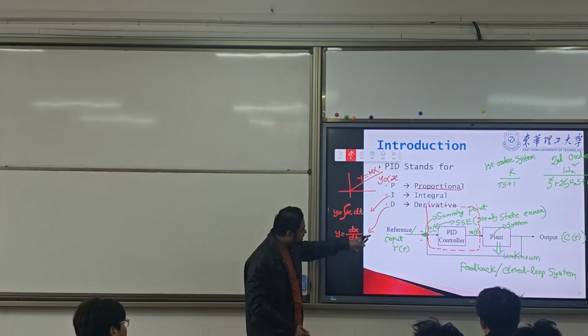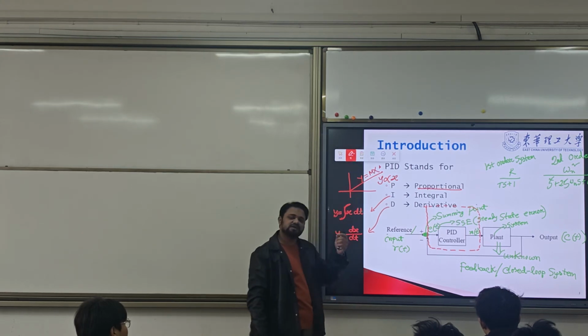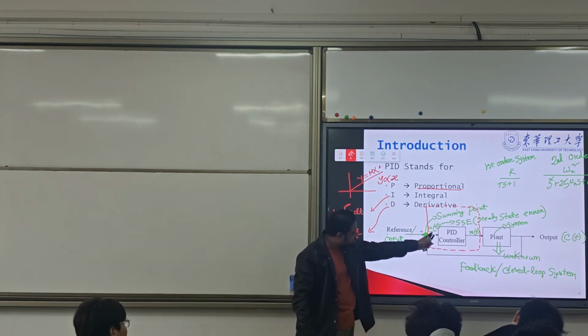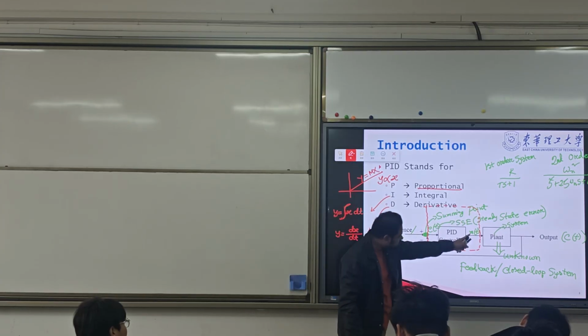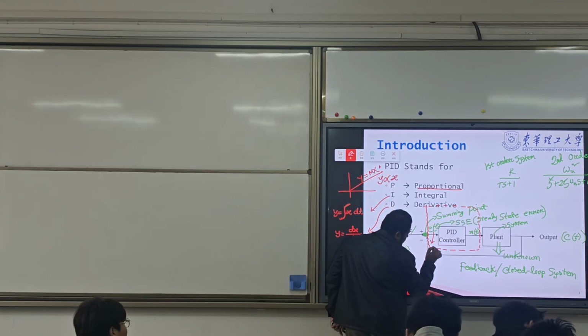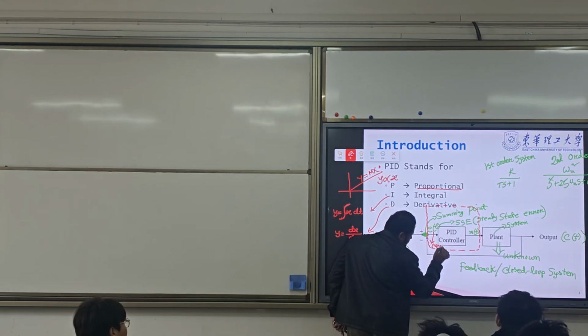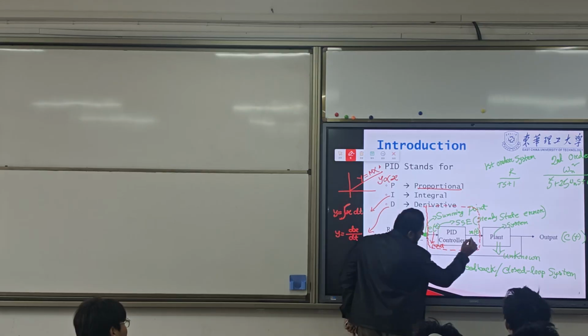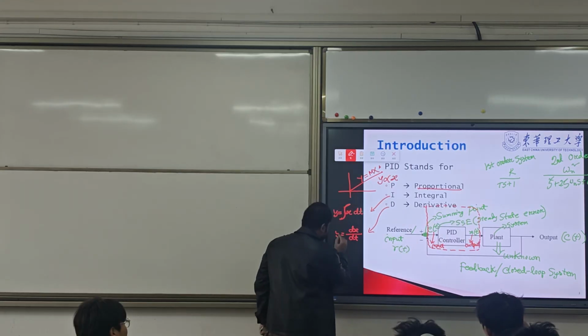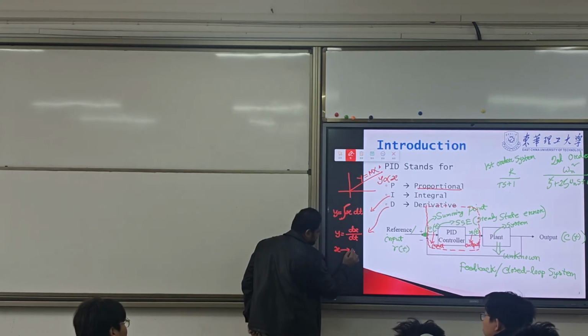That means what? Here, what are x and y? x is the input, y is the output. This is the input here, and this is the output. In terms of the controller, this is the input and this is the output, where x is the input and y is the output.